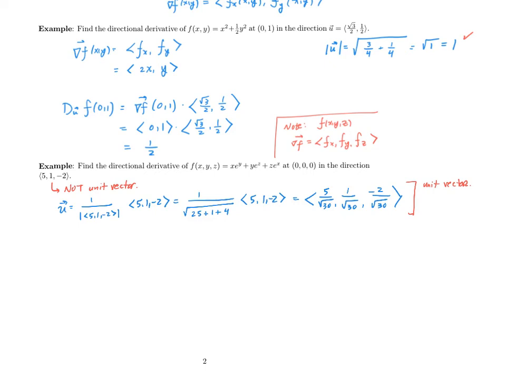The other key ingredient we need for the directional derivative is the gradient vector. It will be a vector with 3 entries: the partial with respect to x, then y, then z. For the partial with respect to x, we treat y and z as constants, so we have e to the y plus z e to the x. For the partial with respect to y, we treat x and z as constants: x e to the y plus e to the z. And the partial with respect to z is y e to the z plus e to the x.